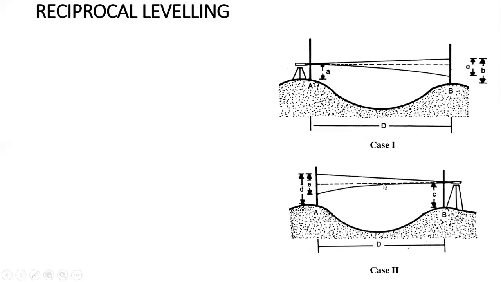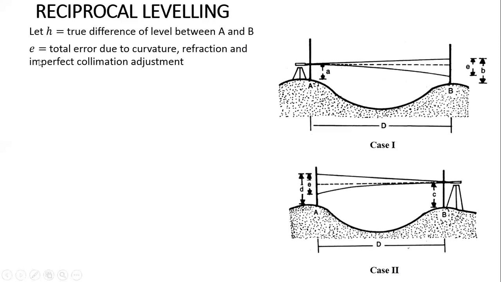So this one is case 1 and this one is case 2. Now using these two cases, I have to find out the correct difference in elevation between these 2 points. So let us start here. Suppose that H is the true difference of level between point A and B. E is the total error due to curvature, refraction, and collimation adjustment. So all the 3 errors are included in E here.